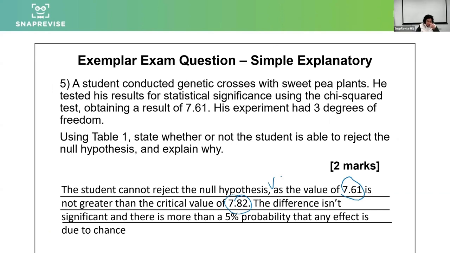A2. The difference is not significant as there is more than a 5% probability that the effect is due to chance. There's 95% probability that the effect is not due to chance.